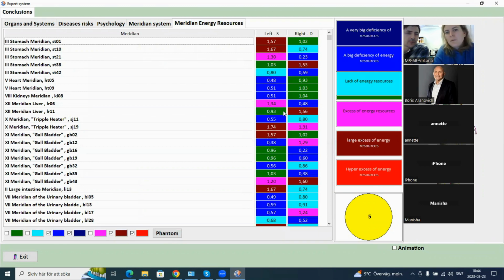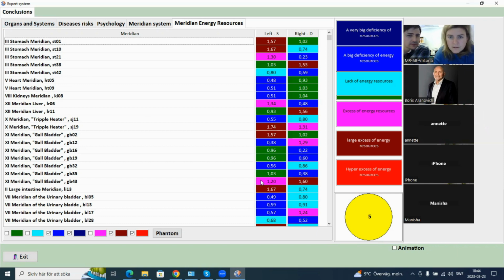It's how to compensate. As we have a right and left side, they have to compensate each other. For example, here is high, here is low, here is low, here is also low. So you can see the stomach meridian, as we saw in organs and systems, was pretty low in functioning, the stomach also.